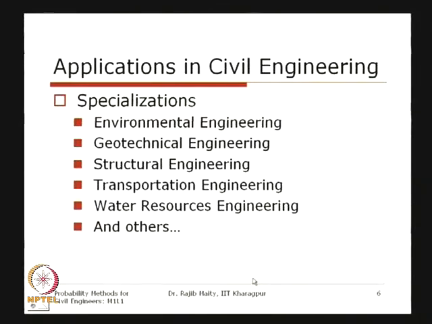Coming to civil engineering in particular, there are different specializations where the nature of the problem we have to handle is different. Starting with the alphabetical sequence: environmental engineering, geotechnical engineering, structural engineering, transportation engineering, water resource engineering. As I told earlier at the start of this class, this may not be mutually exclusive; there may be some other fields also where the application of probability methods is very successful and found to be very effective.